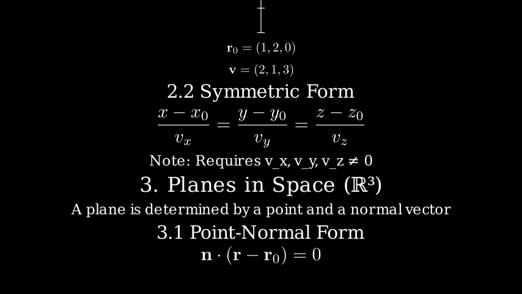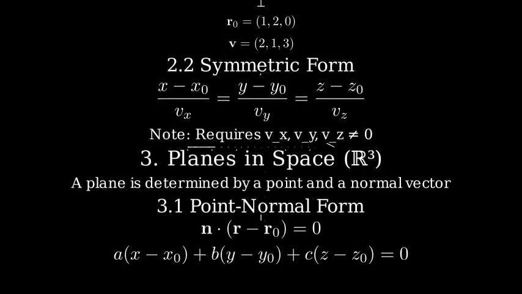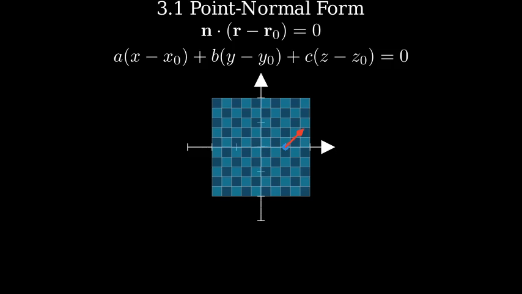Given a point p subscript 0 with coordinates x subscript 0, y subscript 0, z subscript 0, and a normal vector n with components a, b, c, the equation of the plane is the dot product of n with the vector from p subscript 0 to any point x, y, z on the plane, which equals 0. Expanding this, we get a times (x minus x subscript 0) plus b times (y minus y subscript 0) plus c times (z minus z subscript 0) equals 0.